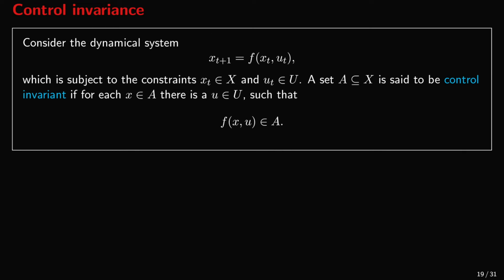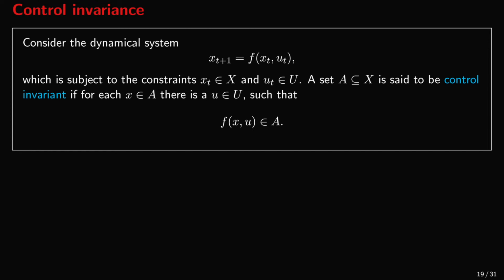Now we will introduce the concept of control invariance. Consider this possibly non-linear dynamical system, which is subject to the constraints xt is in x and ut is in u. A subset of x, let's say a set A, is said to be control invariant for this system if for any x inside A, there is a control action u taken from u such that the next state, f of x, u, is again inside A.